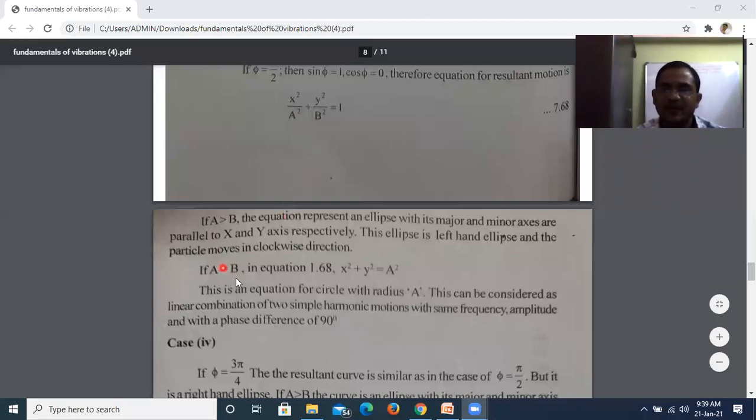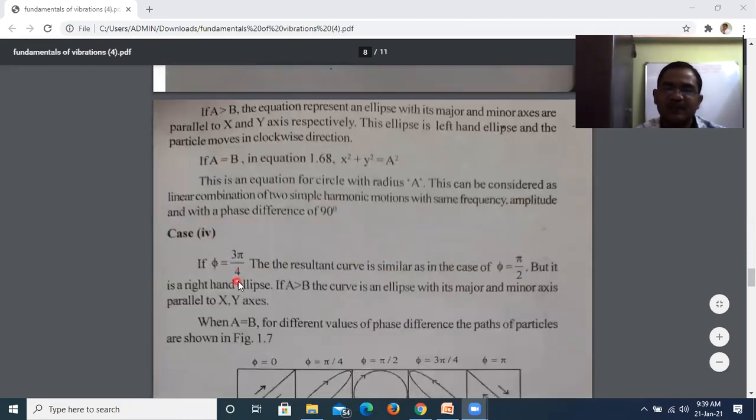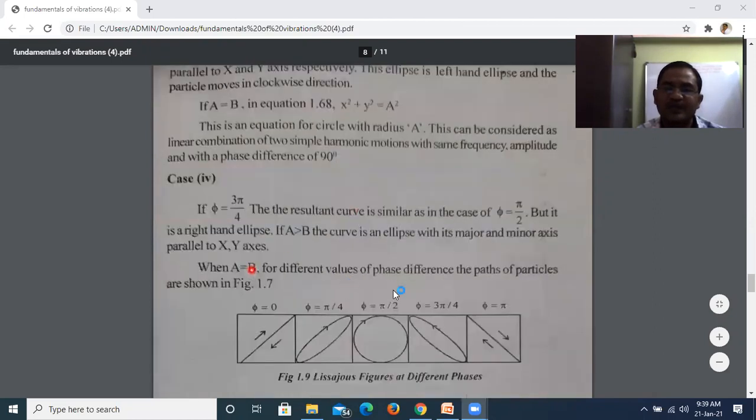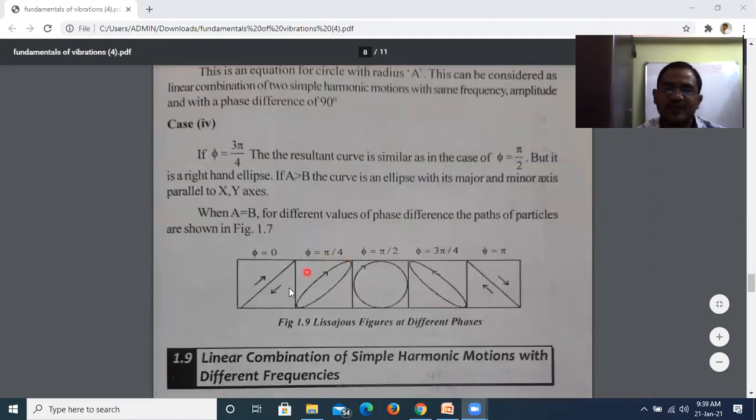If a equals b and the phase difference is 90 degrees, then the equation becomes x square plus y square equals a square. This is the circle equation, so the Lissajous figure is a circle. Otherwise, the Lissajous figure is an ellipse. For the phase difference pi by 4 or 3 pi by 4, you will get the oblique ellipse. For phase difference pi by 4, you get a clockwise ellipse lying in the first and third quadrants. For the phase difference 3 pi by 4, we got the oblique ellipse in the anti-clockwise direction lying in the second and fourth quadrants.